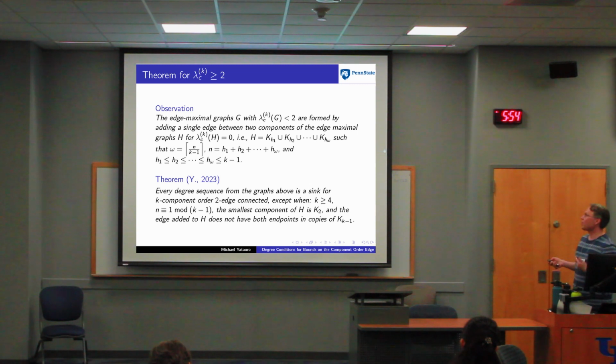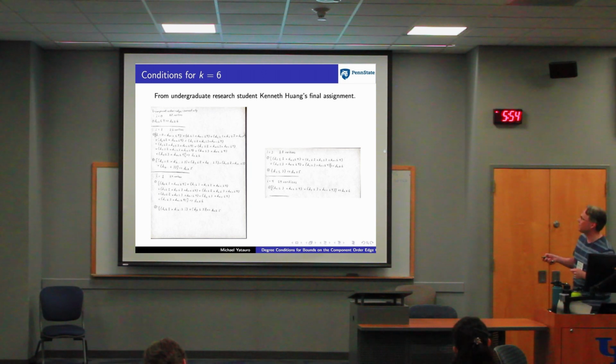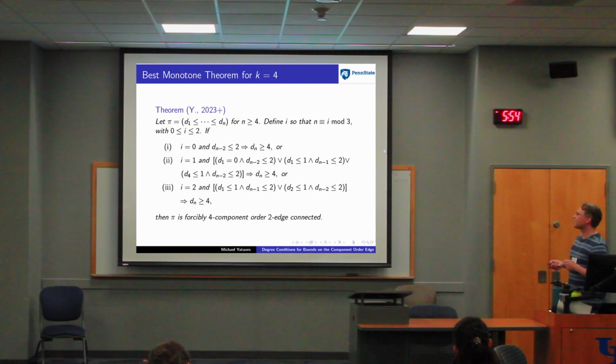As part of his final assignment, I asked him to run his program and write down all the conditions for k equal to 6 to create the best monotone theorem. I know it's not very bright, so it's hard to see, but there are very many. And the last slide was to look at how the conditions increase, not only with k, but this is just for a lower bound of 2, so s is 2.